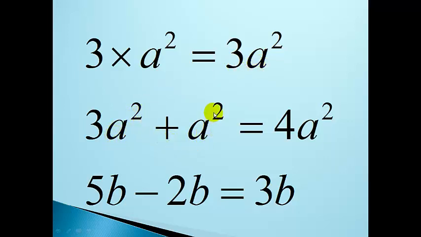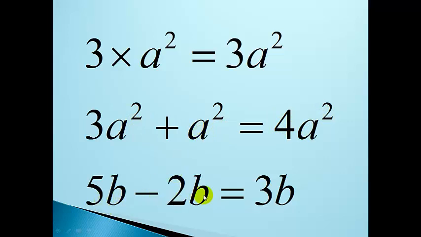3a squared plus a squared. Here we are not multiplying, we are adding. And we can only add because they have the same term, that is a squared, a squared. If the terms are not the same, please, you can't add. Because the terms are the same, a squared, we can now add. Take note that the coefficient of the a squared here is 1. And because it's 1, that's why you can't see it. So 1 plus this coefficient 3 will give us 4. That is how come we have 4 here. So we have 4a squared because that is the term.